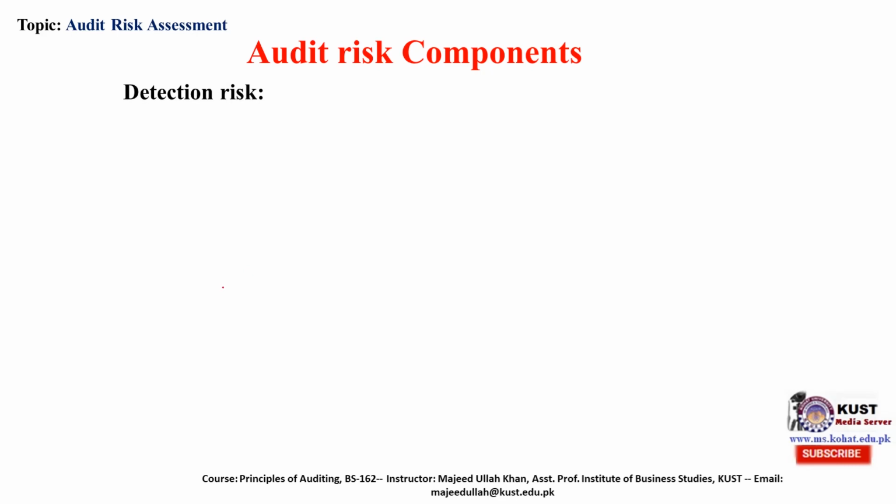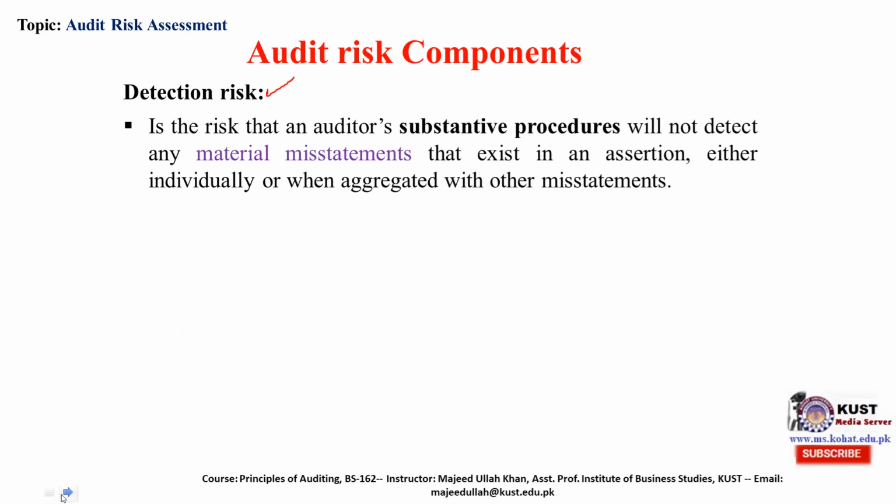The third component of audit risk is called detection risk. That is basically where the auditor applies substantive procedures or audit procedures to reduce the risk. This is the risk that an auditor's substantive procedure will not detect a material misstatement. It is the risk that the auditor was unable to detect a material misstatement that exists in an assertion individually or when aggregated with other misstatements. So the audit procedures applied by the auditor were not of the level to detect the misstatement in the financial reports.